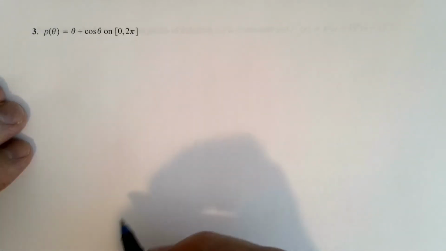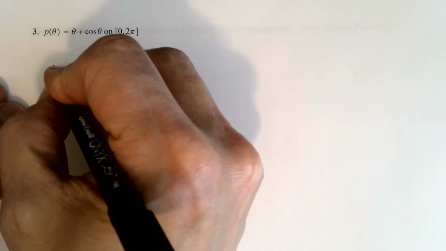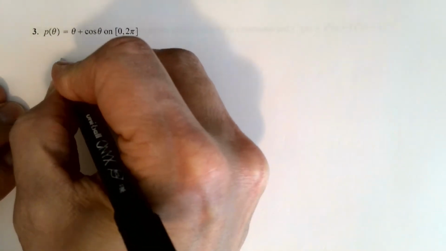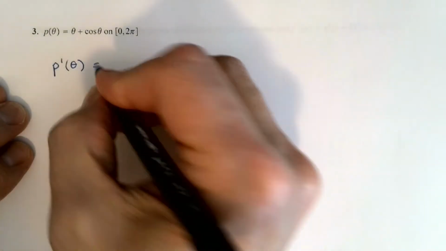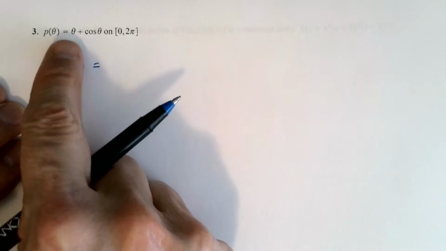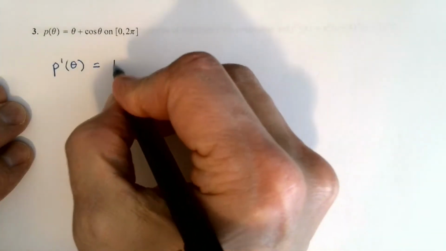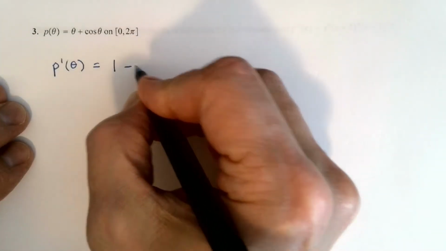So if you remember, what do we want to start with? Derivative, right? What's the derivative of this function? Well, theta is the independent variable here, so the derivative with respect to theta is 1, and the derivative of cosine theta is minus sine theta.